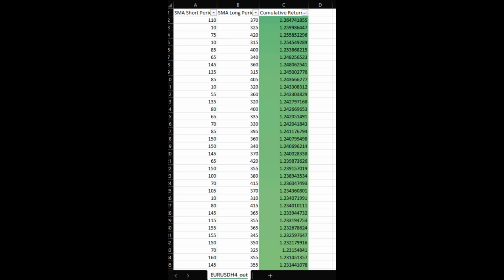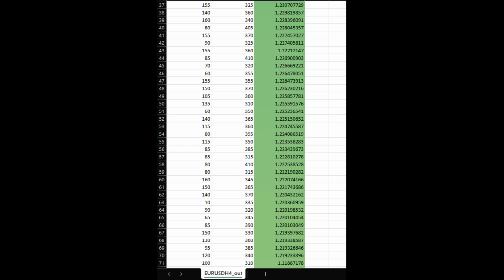Here we can see the output of the dataset. The results show the cumulative returns have been ordered in descending order. We can see that there are 34 combinations of SMA values that give significantly high yielding profits. For example, the first combination of SMA values seen here is 110 for the short period and 370 for the long period, which gives a cumulative return of over 26%.